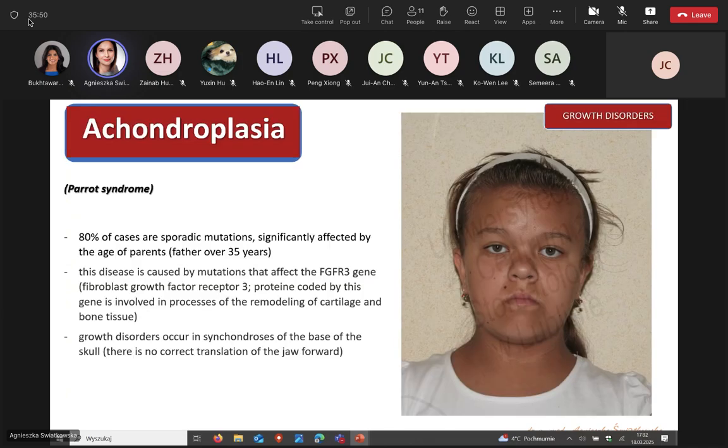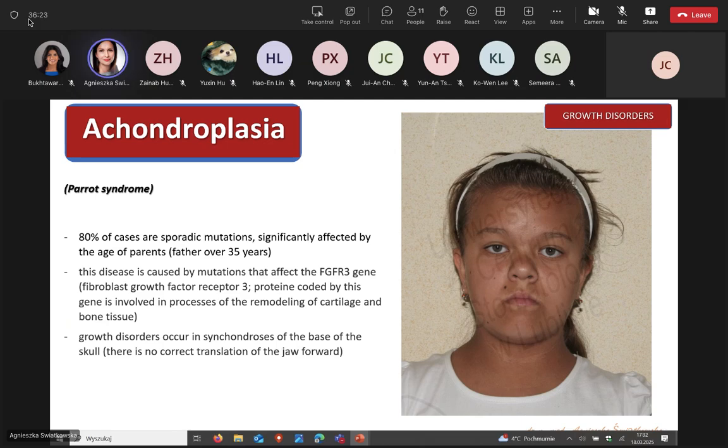Growth disorders, achondroplasia. It's also called Parrot syndrome. 80% of cases are sporadic mutation. Very often, this syndrome is connected with the parent's age, especially father. This disease is caused by a mutation in the gene fibroblast growth factor receptor 3.